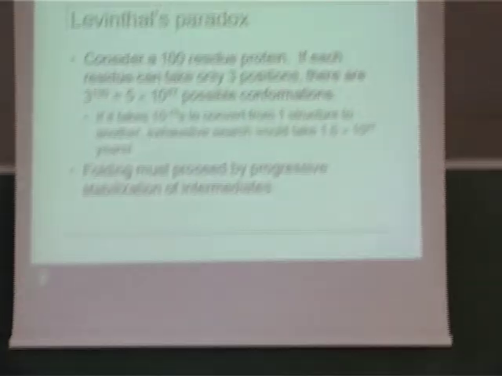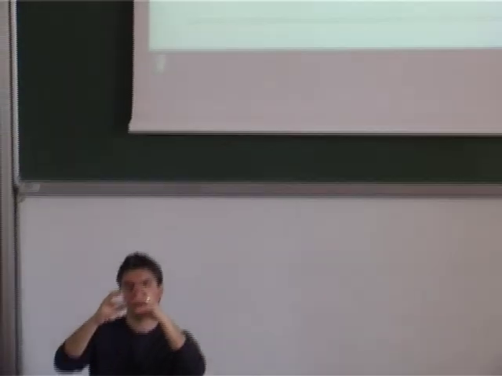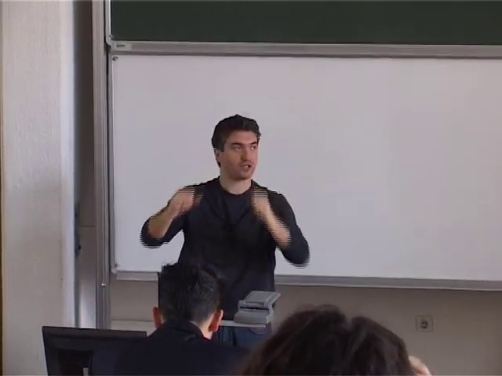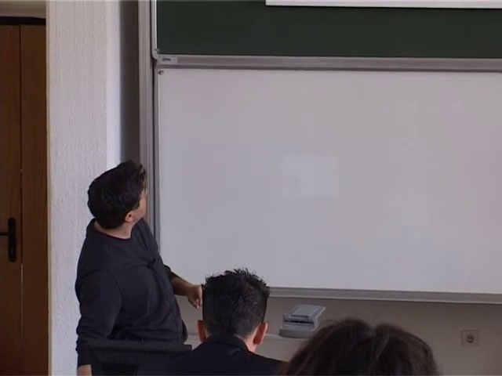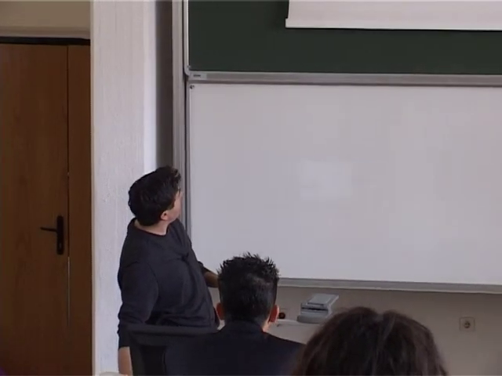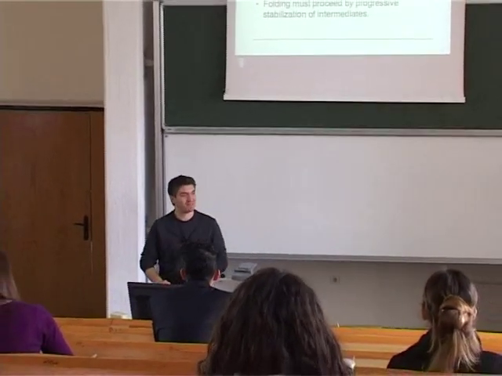And this was the same example I gave you last hour about the complexity of the solution space. Consider a 100 residue protein. If each residue can take only three positions, or if you only have three options for the angle between two residues, there are this many possible conformations, okay? It's like 5 and 47 zeros after that 5.